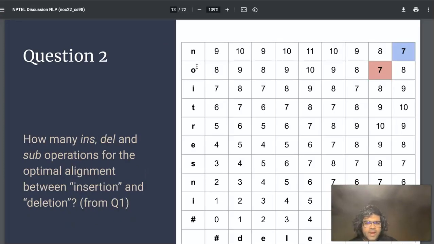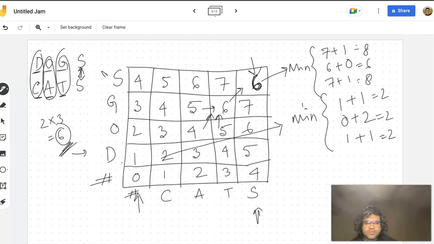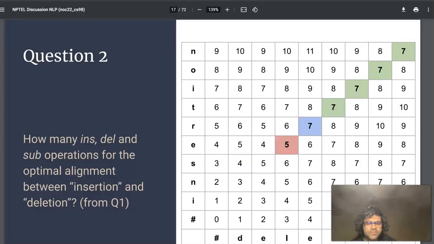And from this you can backtrack to see how these things are working: in which cell we are doing the deletion, in which cell we are doing the insertion. You just need to trace the value, and then you will find all of this. If you trace the value, basically this will be the answer.